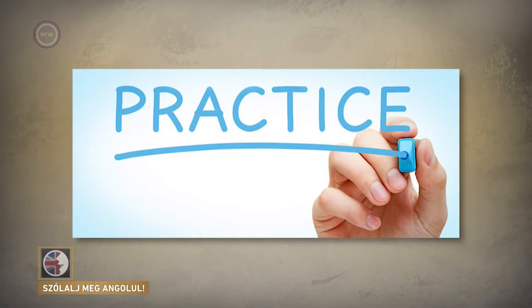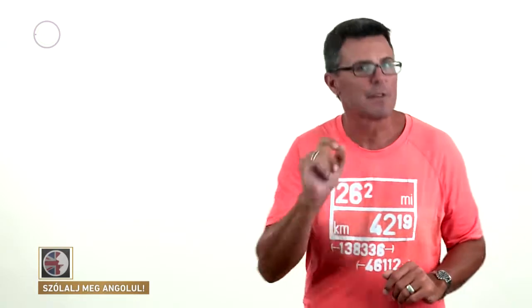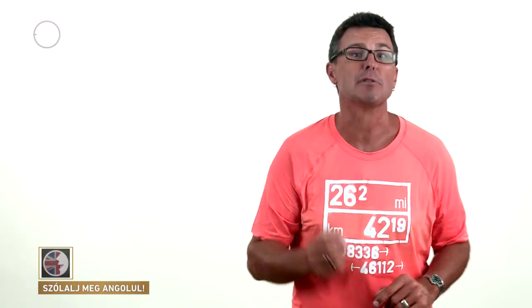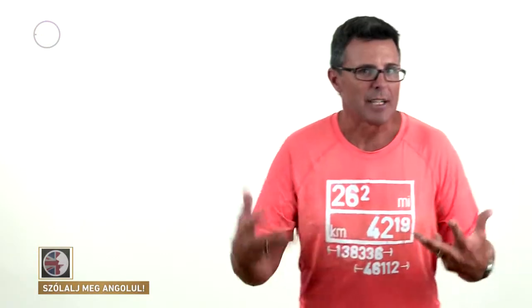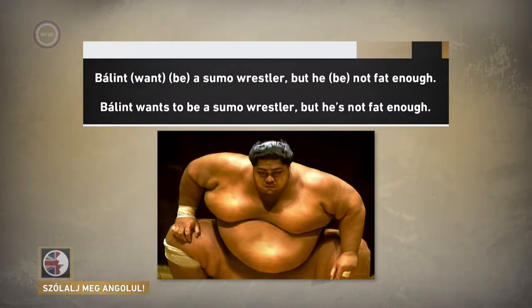Okay, time for some practice. Have a look at the following sentences and complete them so that enough is in the right place: before the noun, if the sentence is using a noun, and after the adjective, if the sentence uses an adjective. As usual, let's do the first one together, okay? Balint wants to be a sumo wrestler, but he's not fat enough.